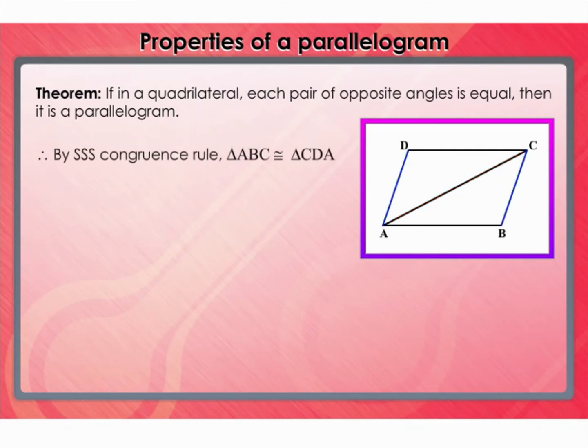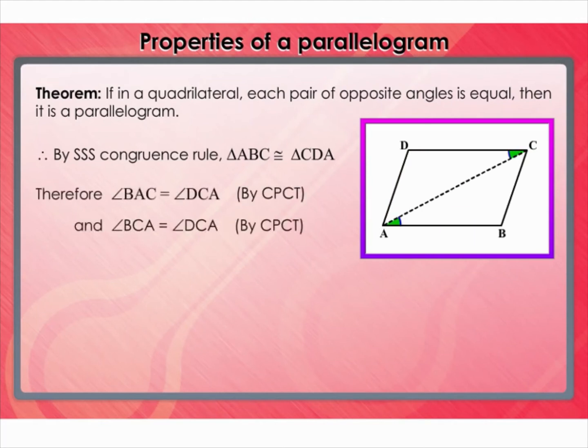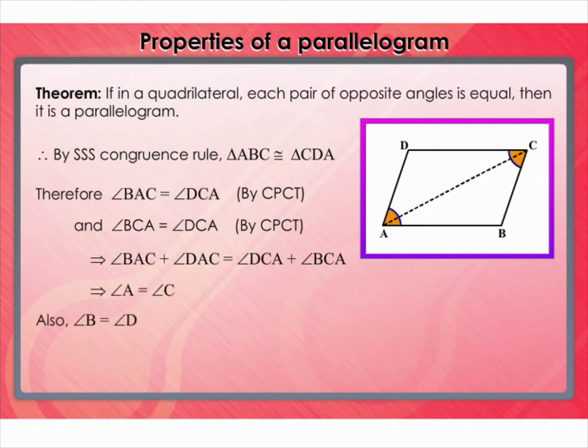Thus, the three sides of triangle ABC are equal to the corresponding three sides of triangle CDA. Therefore, by SSS congruence rule, triangle ABC is congruent to triangle CDA. Since the corresponding parts of the congruent triangles are equal, angle BAC is equal to angle DCA, and angle BCA is equal to angle DAC. On adding, we get angle A is equal to angle C. Also, angle B is equal to angle D by CPCT.